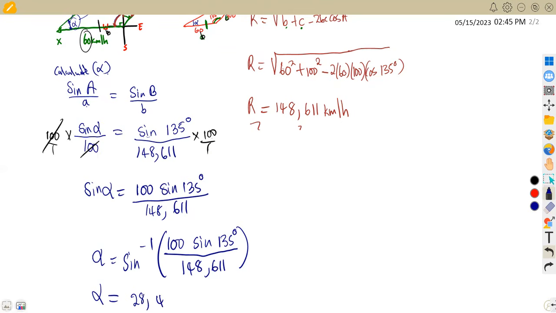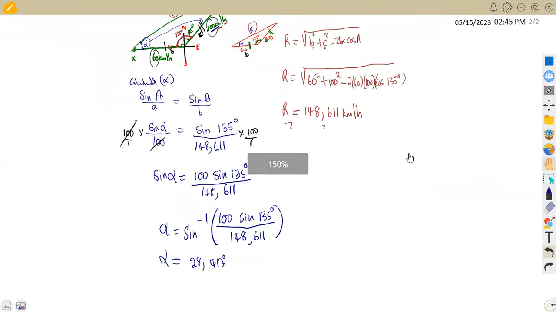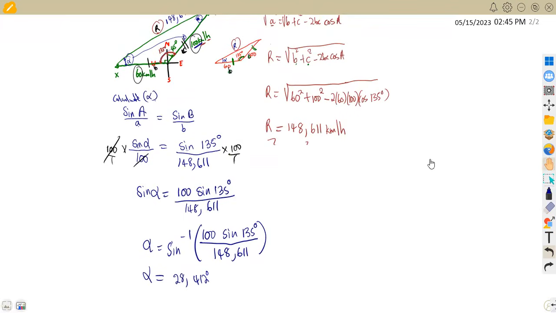28,41213, which is going to be 412 to 3 decimal places as per given instruction from your question paper, depending with what you're given for that particular paper. So in this case, this gives us the resultant that we are given. We have got our resultant and the direction in this case. So that means we can present our final answer as 148,611 kilometers per hour in this case at 28,412.